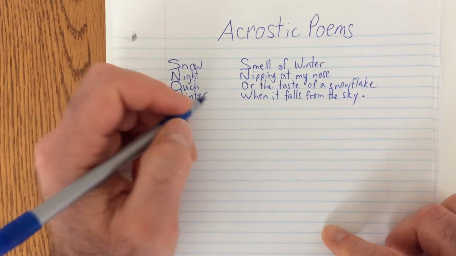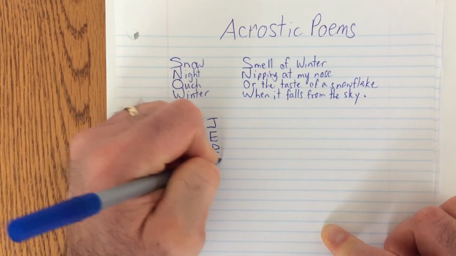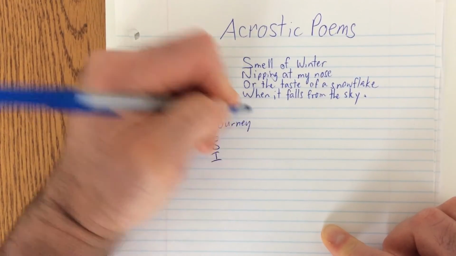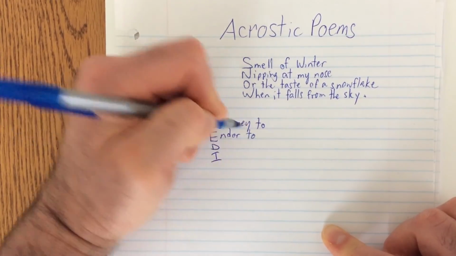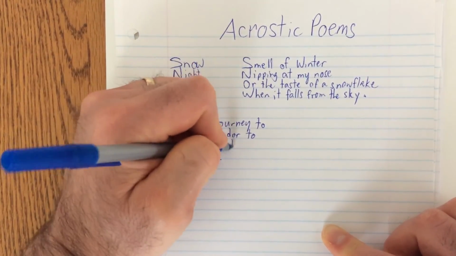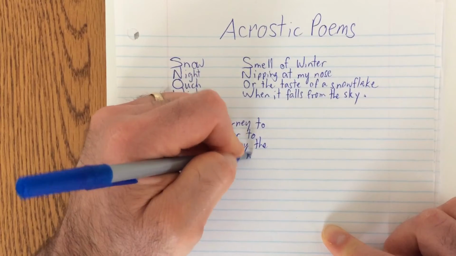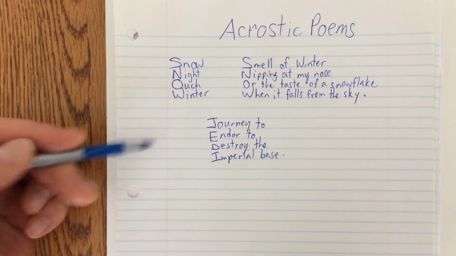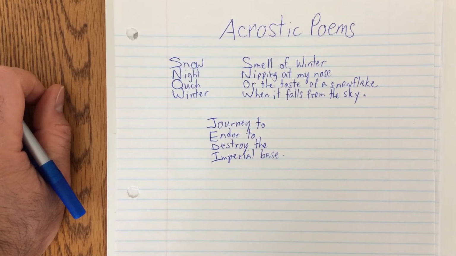And because it's Star Wars Day, I'll just quickly show you a Jedi one that I did. So there's the word Jedi, and I just created one quickly. Journey to Endor to destroy the Imperial base. And for the Star Wars fans out there, this would be Star Wars Episode 6, Return of the Jedi, where this sort of does happen and a Jedi is involved.